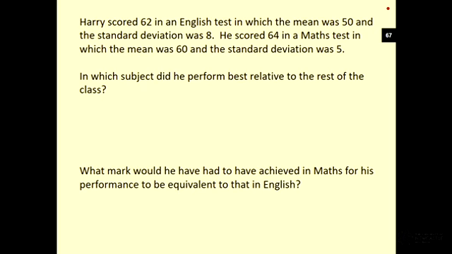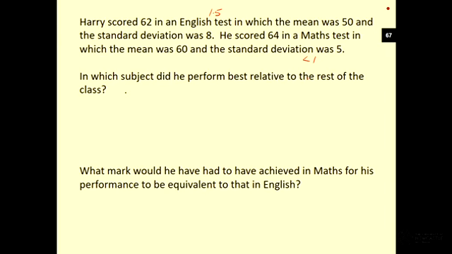I'll do the formulas in a sec, but even just looking at it, he scored 62 when the mean was 50. That's 12 marks. How many standard deviations? How many 8s are in 12? 1.5. So I'm just going to state that I can already see a 1.5 Z-score for English. He scored 64 in a maths test in which the mean was 60, so he got 4 above average. Compared to 5, well, 4 divided by 5, how many 5s in 4? Less than 1. So already I'm there, yes.